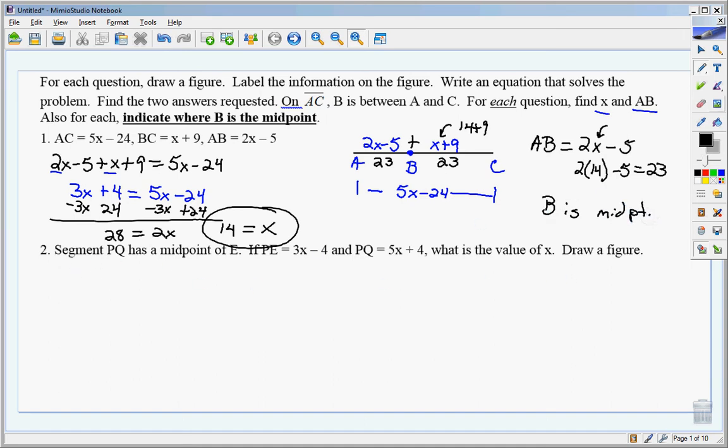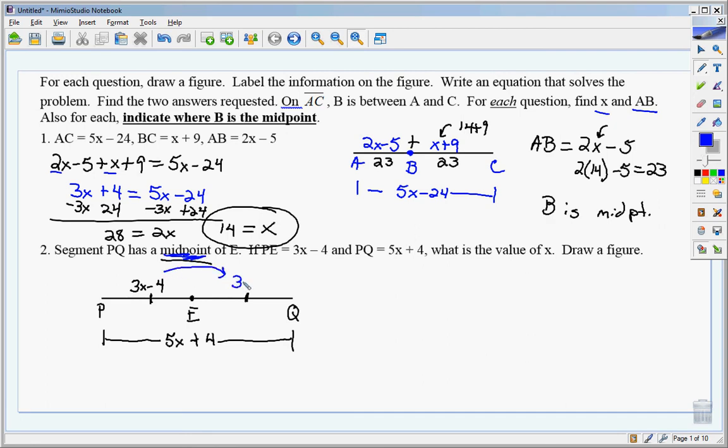Number 2, need to make sure that we draw a figure. We have segment PQ. It said E is a midpoint, and the biggest mistake that students make is they don't mark when it's a midpoint that it cuts this into 2 congruent pieces. They said PE is 3x minus 4. I'm going to put that in my picture. They said PQ, the whole thing, was 5x plus 4. Now it looks like I'm missing a piece, but because they told me that this was a midpoint, if this is 3x minus 4, over here is also 3x minus 4.